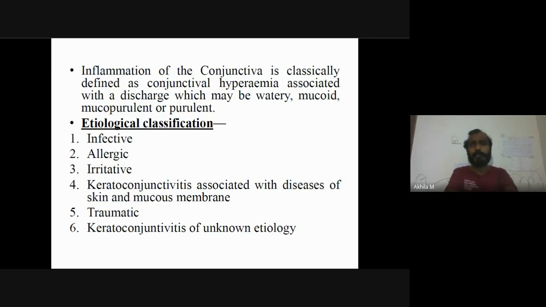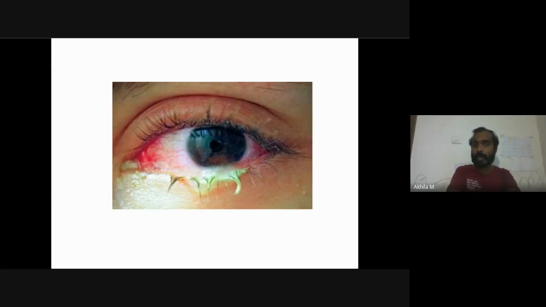Different types of etiological factors are there. Sometimes there will be an infective condition, or due to an allergic reaction there is some conjunctivitis. Or due to irritation from a causative organism, some chemical reactions, or some irritative factor, there is some conjunctivitis, or some keratoconjunctivitis associated with skin disorders, or due to some trauma, or keratoconjunctivitis with idiopathic causes. These are the etiological factors for causing conjunctivitis.